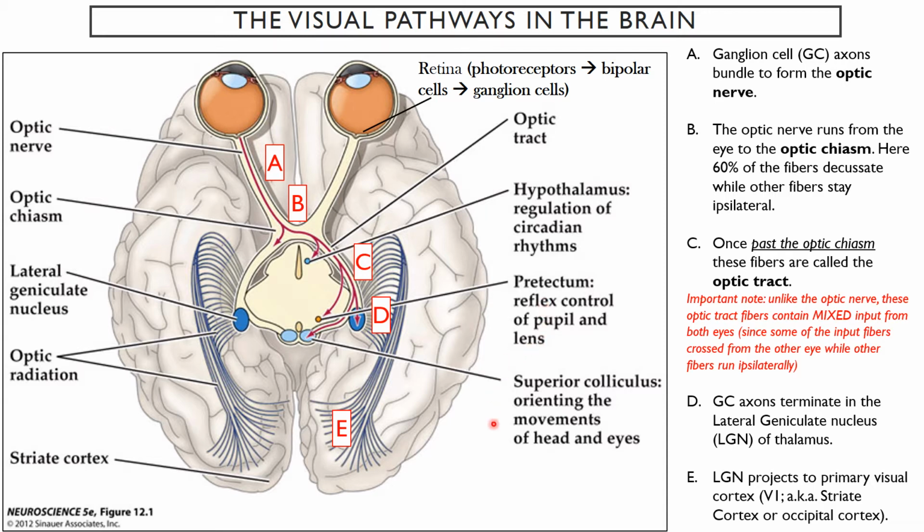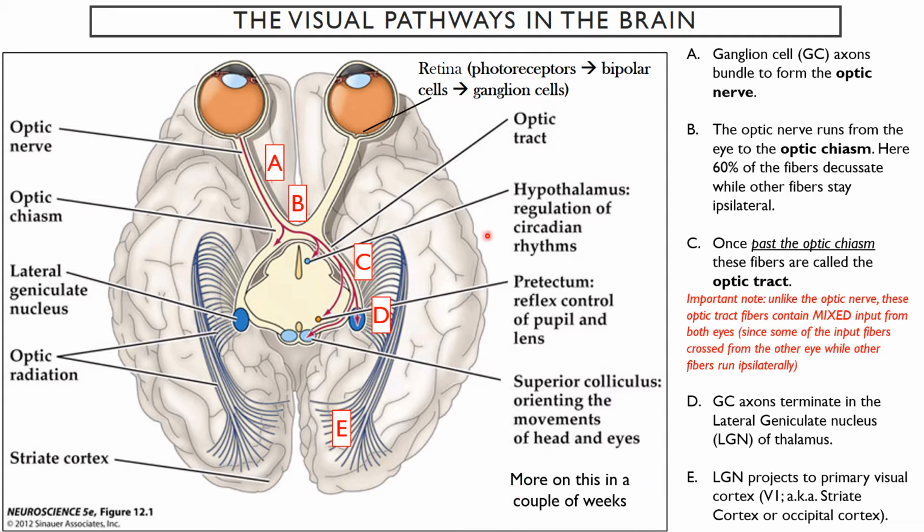There is a projection from the eyes to the superior colliculus. It's a very interesting part of the brain. It helps with orientation of movements of the head and the eyes. And we will be talking about that in a couple of weeks when we talk about motor systems. So I'm not going to talk about that today.